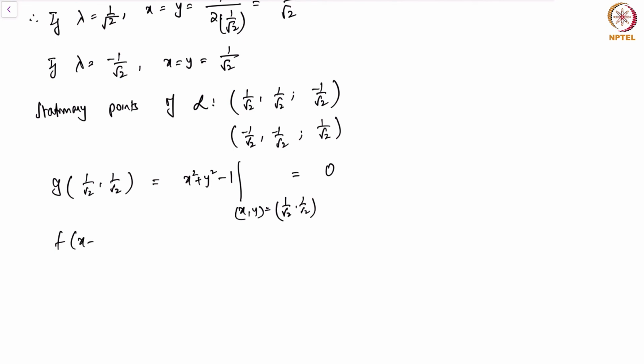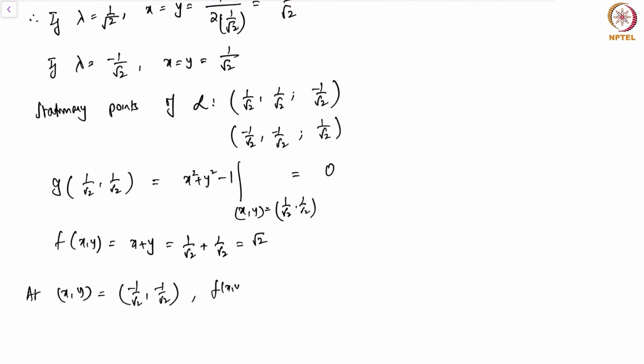and the original value of the function f of x comma y, which is x plus y, is simply now 1 by root 2 plus 1 by root 2, that is 2 by root 2, or just root 2. And similarly, at x comma y equal to minus 1 by root 2 comma minus 1 by root 2, f of x comma y is just minus root 2.